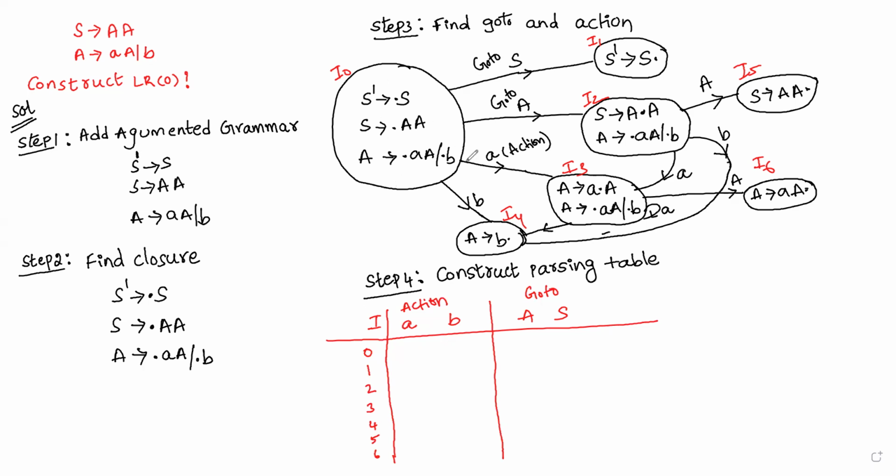So I0 on small a goes to I3. Let us write S3. I0 on small b goes to I4. Let us write S4.